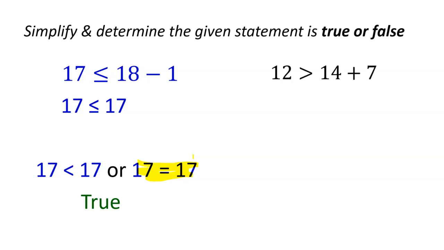Let's look at the second example. The way I'm going to read this is 12 greater than 14 plus 7. First add 14 plus 7, which will give me 21. I'm reading this as 12 is greater than 21, which is not true. My answer will be false.